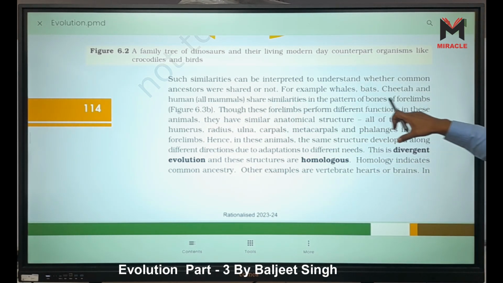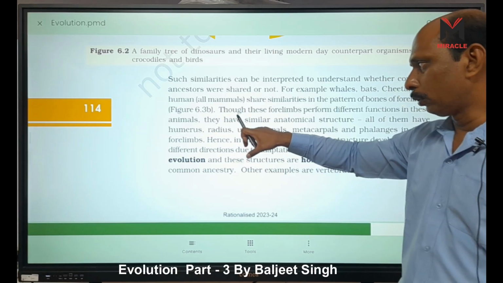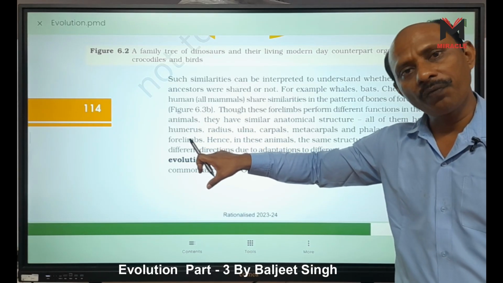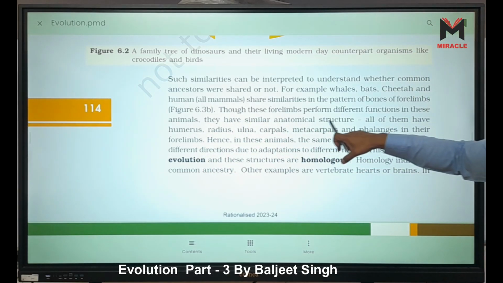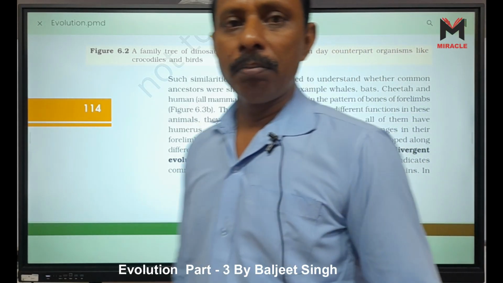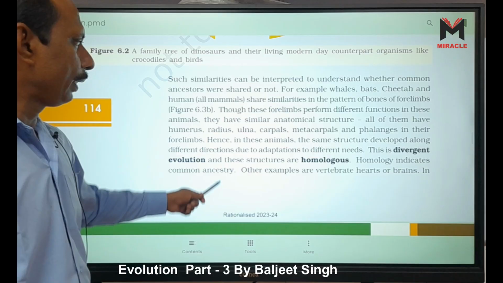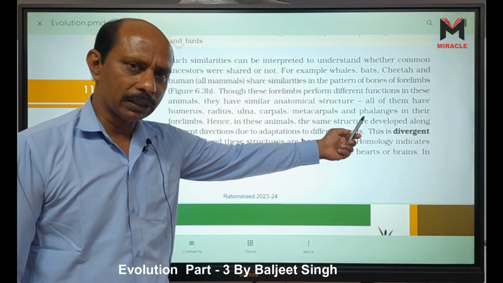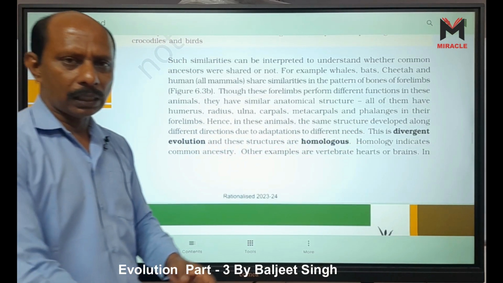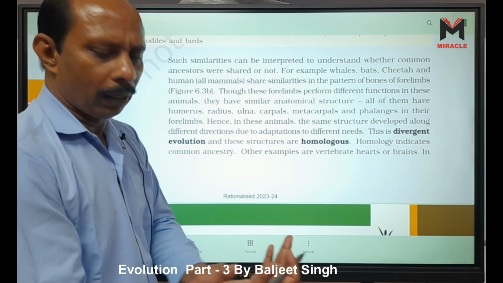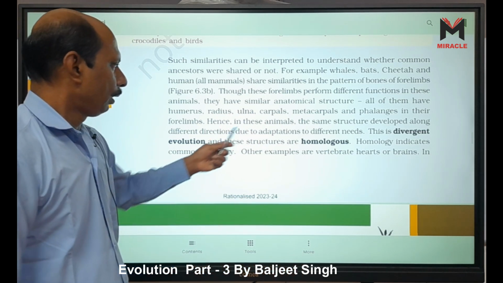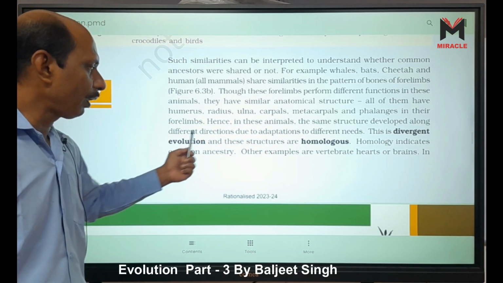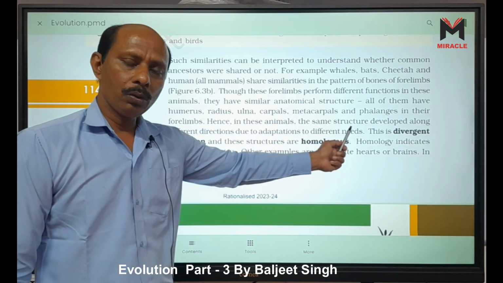They share similarity in the pattern of bones of forelimbs, though these forelimbs perform different functions in these animals because they are adapted for different habitats. They have similar anatomical structure. That means anatomically similar but functionally different, right? All of them have humerus, radius, ulna, carpal, metacarpal, phalanges. As I tell you, these are the names of the bones in their forelimbs, in sequence, right? Hence, in these animals, the same structure developed along different directions due to adaptation to different needs.